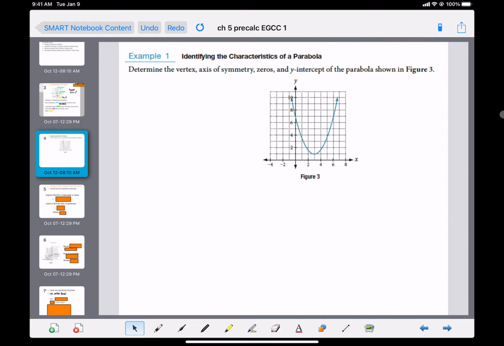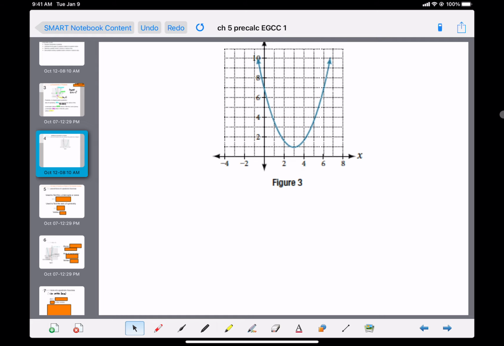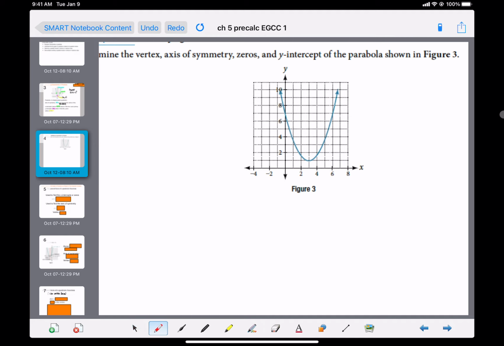So let's look at our first example. It says here, determine the vertex, axis of symmetry, zeros, and y-intercept of the parabola shown. So let's just do them step by step as they have mentioned them. So the first thing they mentioned is the vertex. So always check how they're counting. If we kind of zoom in a little bit, they're counting by ones, but they're only marking every other one. And so the vertex here is the point (3, 1).